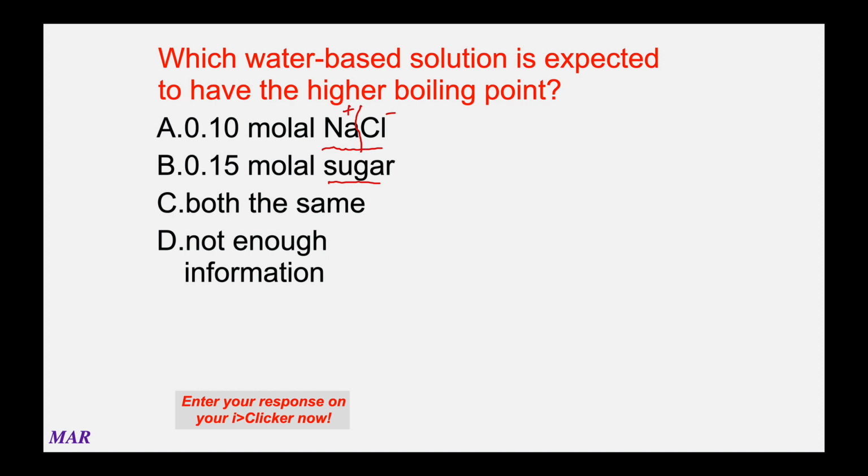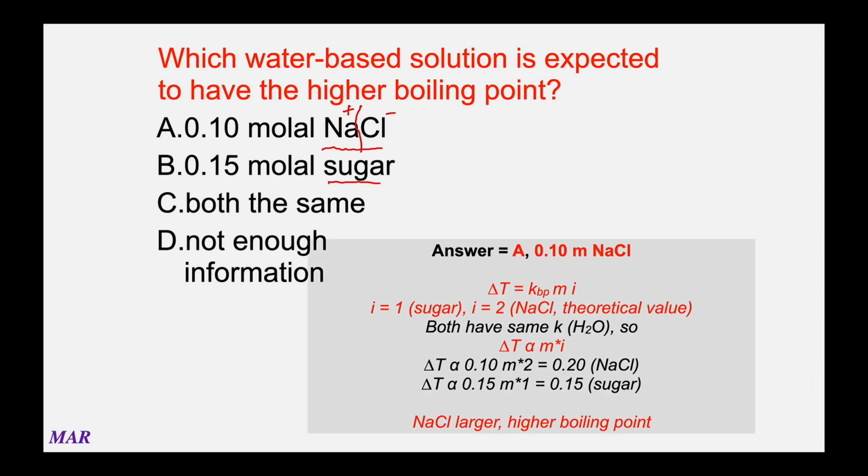So K times m times i, K doesn't matter. m times i for A would be 0.10 times 2. On B, m times i would be 0.15 times 1. So 0.10 times 2 is bigger. We would predict that answer A would be correct. The sodium chloride, with its greater dissociating set of ions, should create a higher boiling point than the sugar. Sugar just breaks up into 1 piece. So i factors become really important for ionic compounds. They will change your distribution quite a bit.